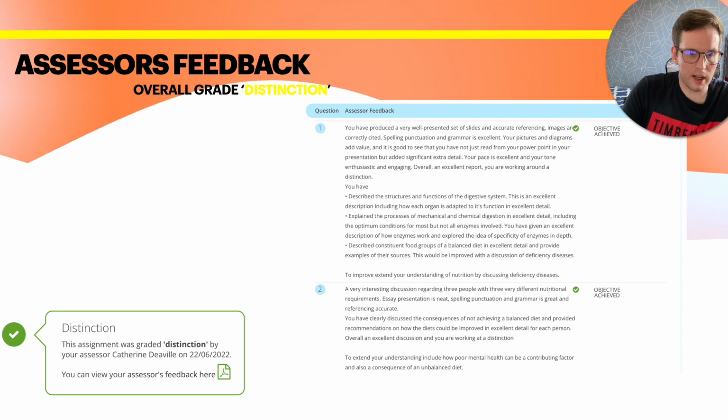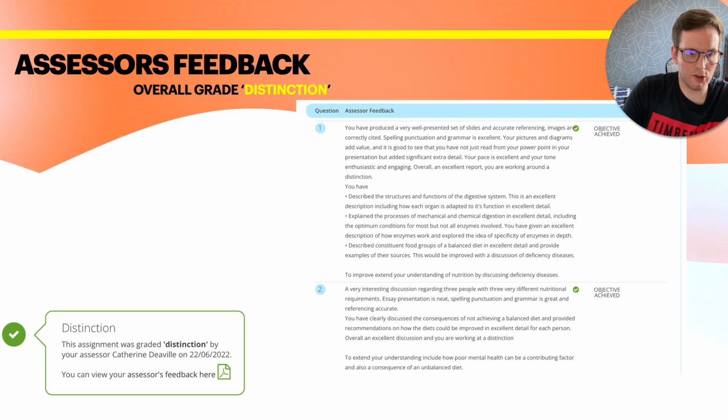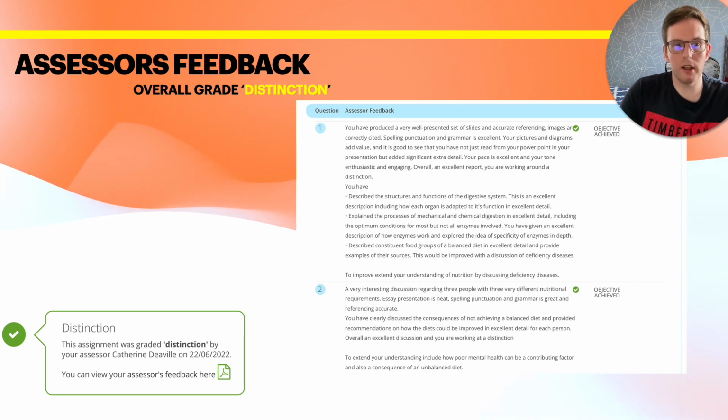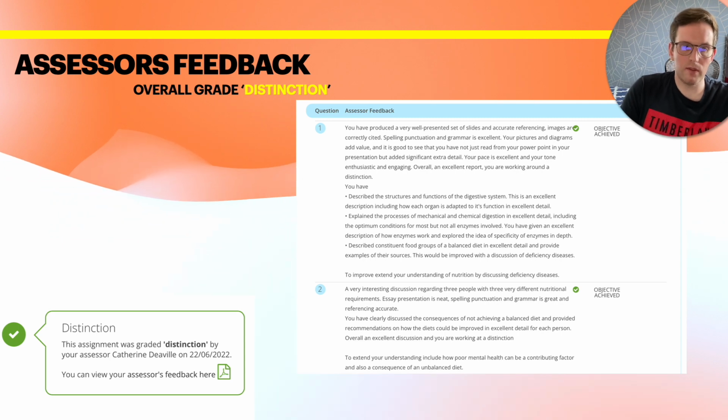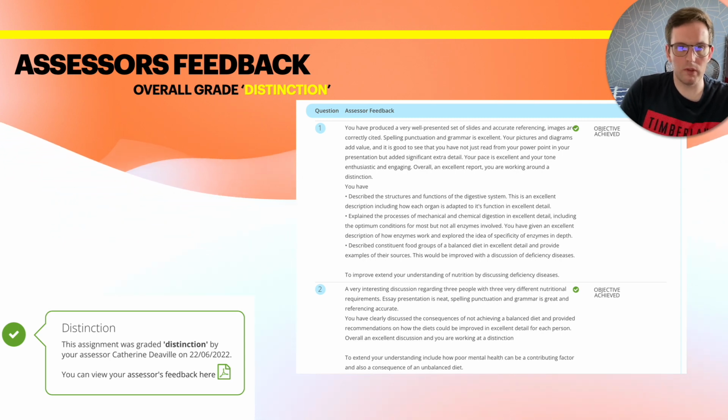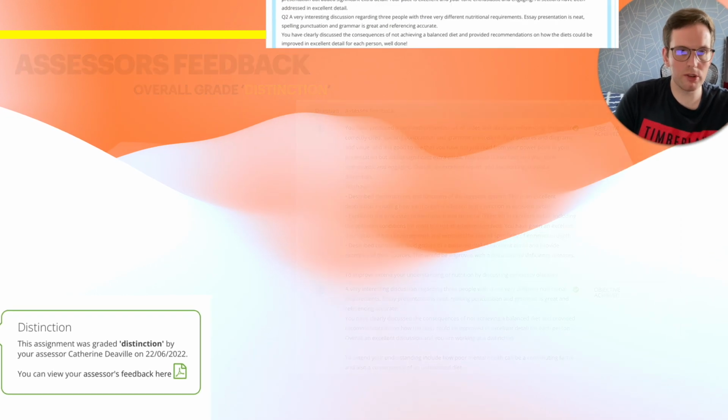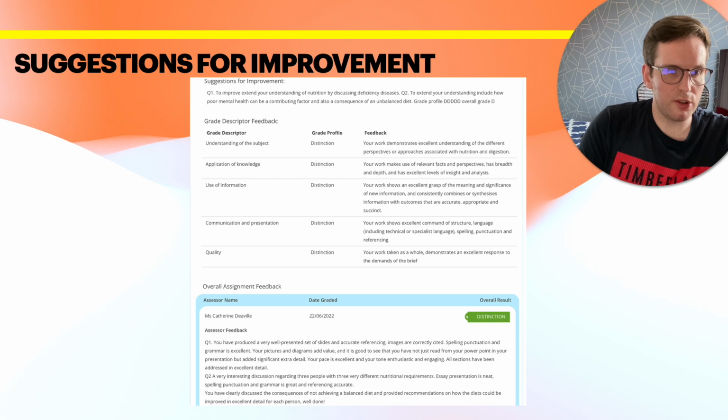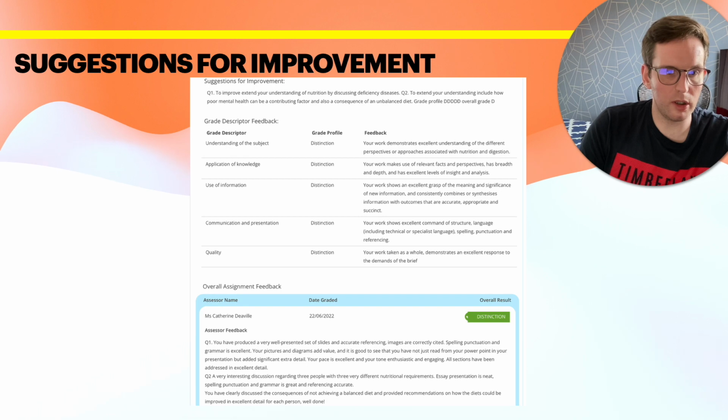To extend your understanding, include how poor mental health can be a contributing factor and also a consequence of an unbalanced diet. What I really like about the assessor's feedback is they'll tell you what you're doing really well, and they'll also give you an example of what you could have included to further improve your work, which is really good. She then went on to explain further as you get these grade descriptors. So understanding of the subject is a distinction, application of knowledge is distinction, use of information is a distinction, communication and presentation, distinction, and quality, distinction.